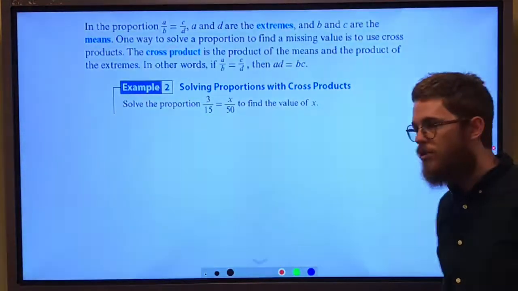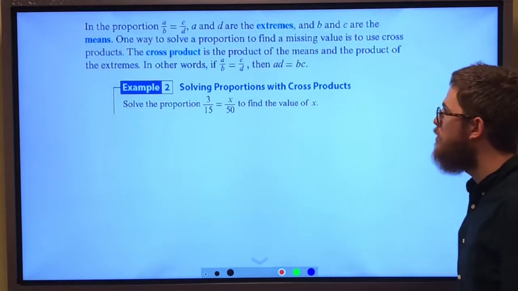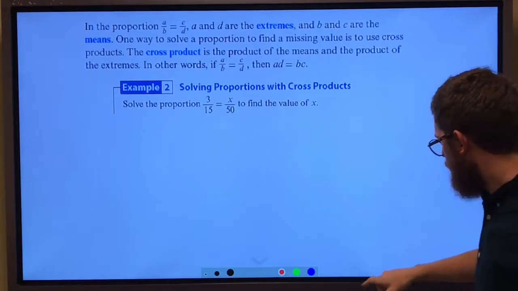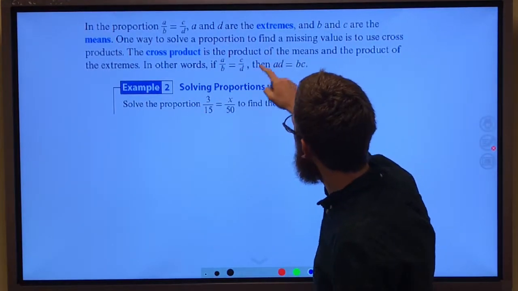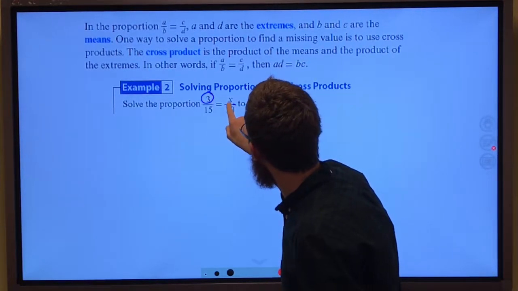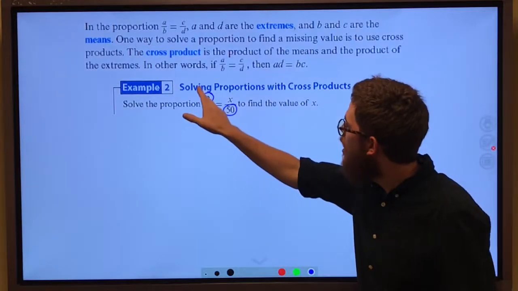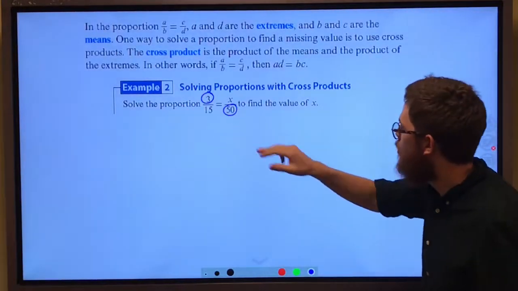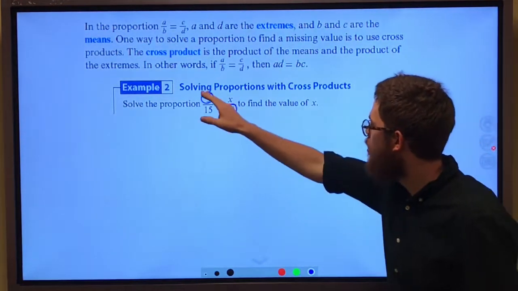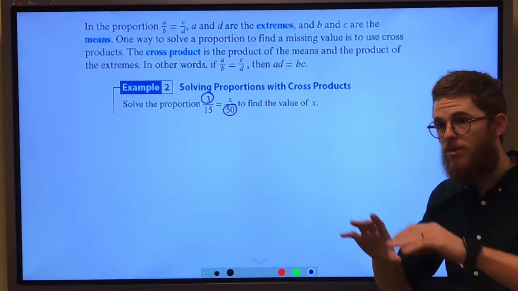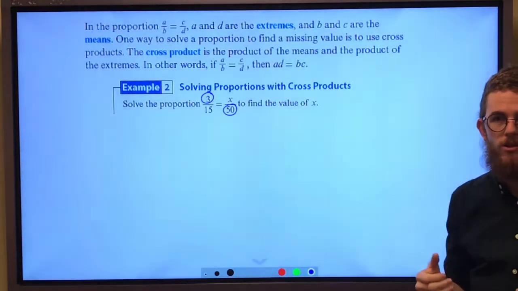Now, we can solve proportions in many ways. Probably the easiest way would be to use a cross product. And also, when we're thinking about a proportion, the extremes are the smallest and the largest number. Typically, that would be the top number on the left, the largest number on the right. So the top number on the left and the bottom number on the right are typically the extremes. 3 would be the smallest number in this proportion, while 50 would be the largest.